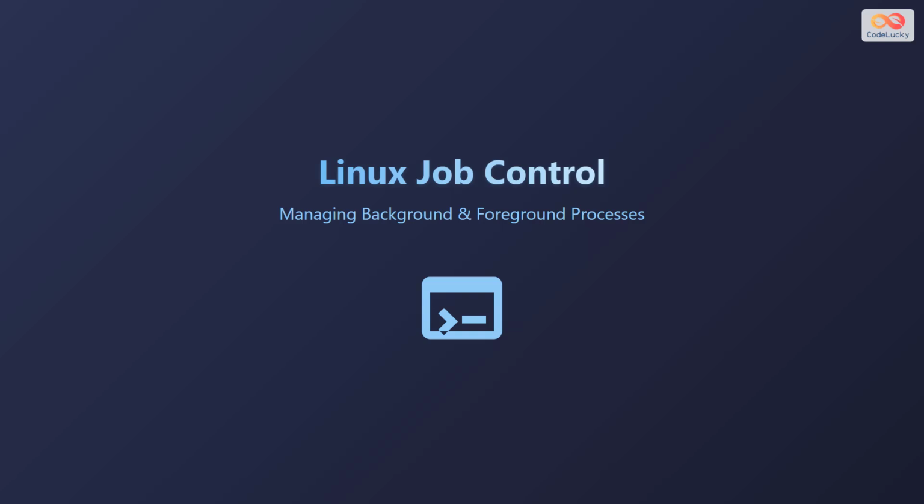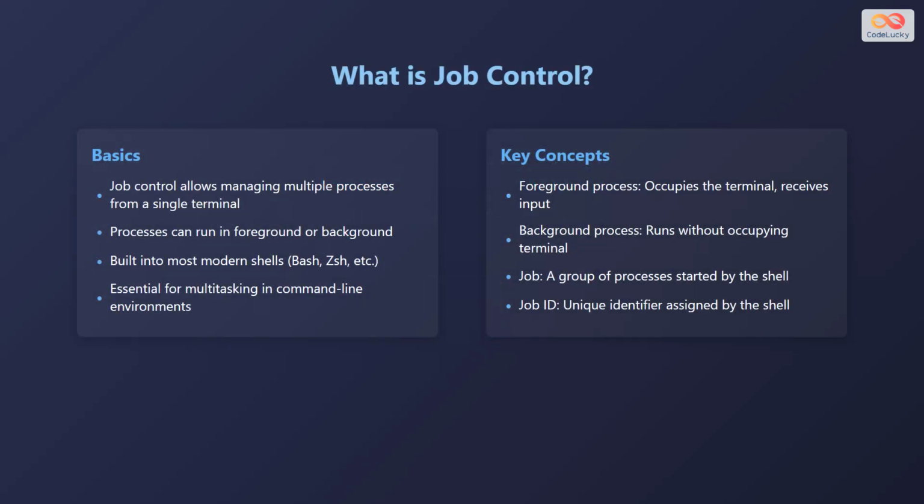In this video, we're going to explore Linux job control. This is about managing background and foreground processes in your terminal. Job control allows you to manage multiple processes from a single terminal. Processes can run in the foreground, where they occupy the terminal and receive your input, or in the background, where they run without tying up the terminal.